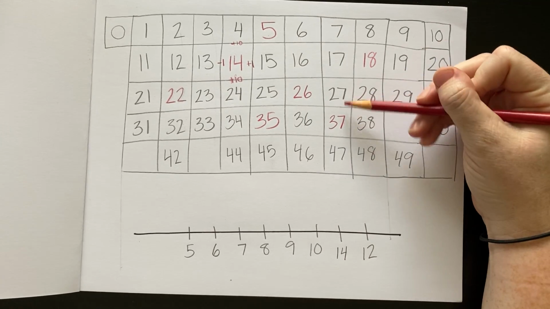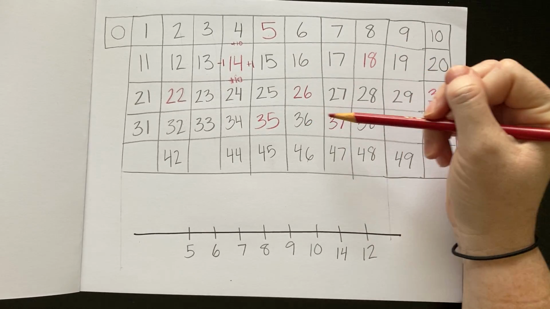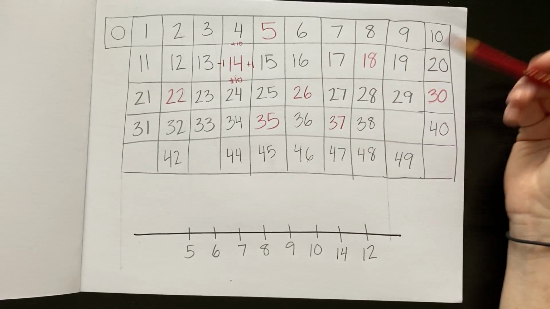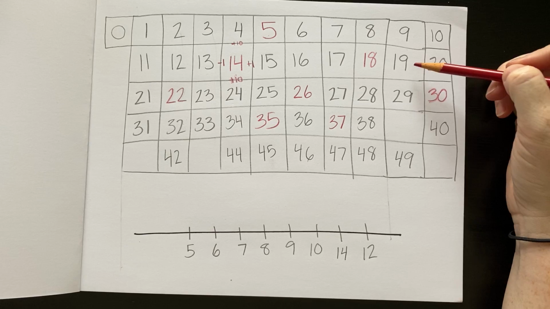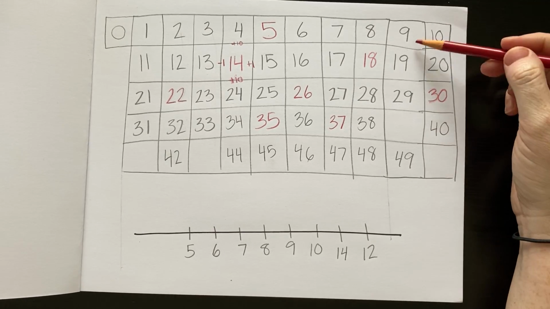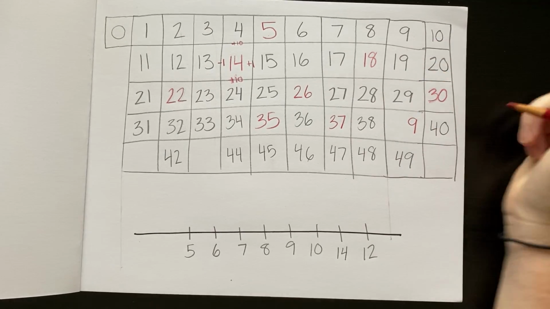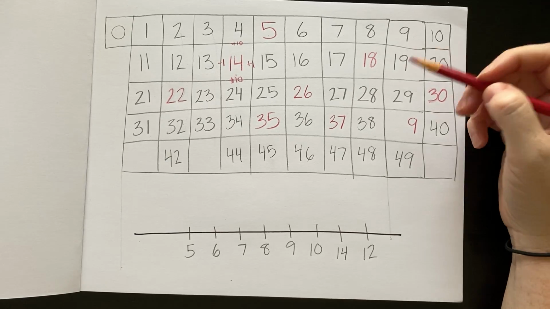Good. Let's check above. 7, 7, 7, 7. 6, 7, 8. Yeah. 3, 3, and 3. It must be right. All right, what about this one? 9, 19, 29. They all have 9s in the 1s place. What should go in the 10s place?